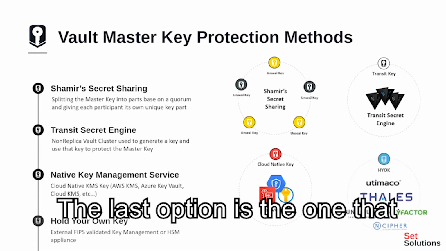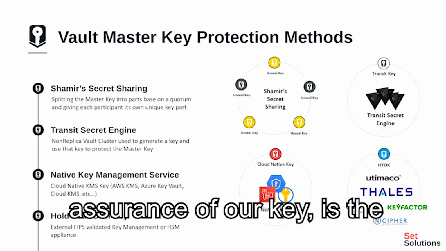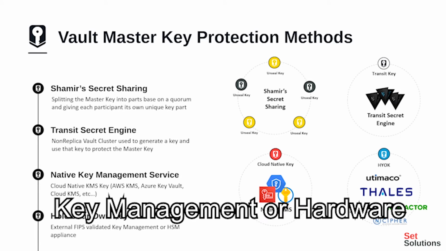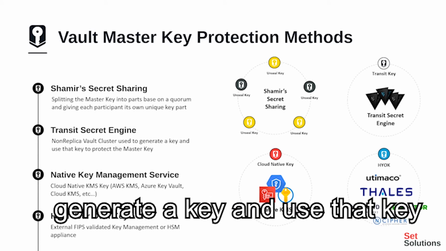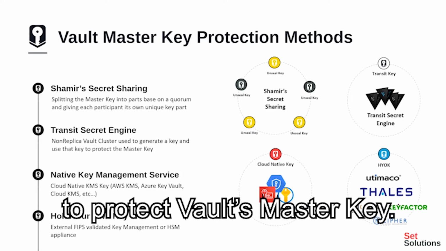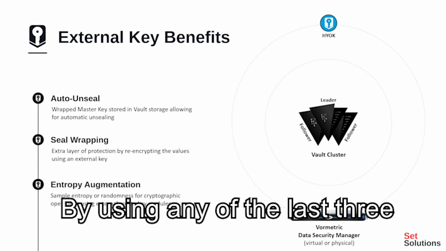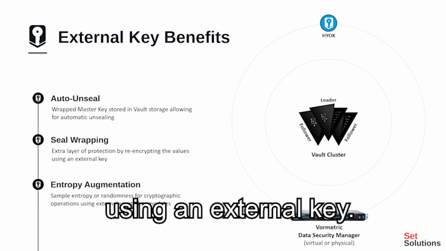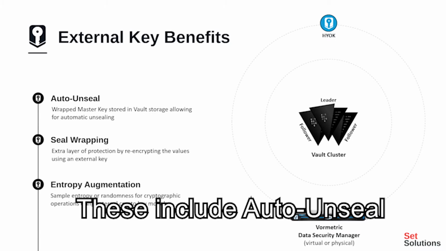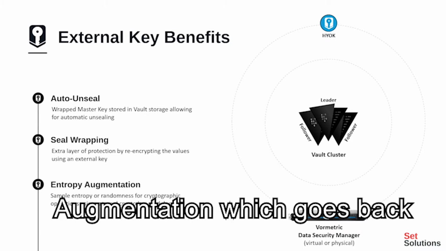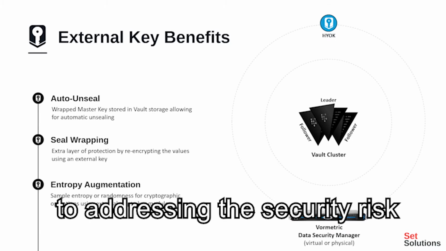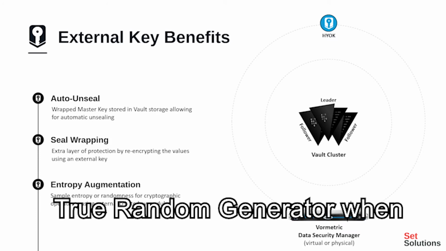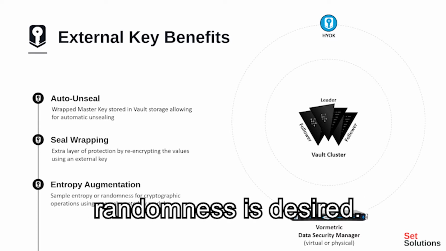The last option is the one that gives us the highest security assurance of our key, where we hold our own key using a FIPS 140-2 validated key management or hardware security module appliance to generate a key and use that key to protect Vault's master key. By using any of the last 3 methods, we enable 3 other features of Vault when we protect Vault's master key using an external key. These include auto unseal, seal wrapping, and entropy augmentation, which goes back to addressing the security risk with generating keys in software by using an external hardware true random generator when that level of entropy and randomness is desired.